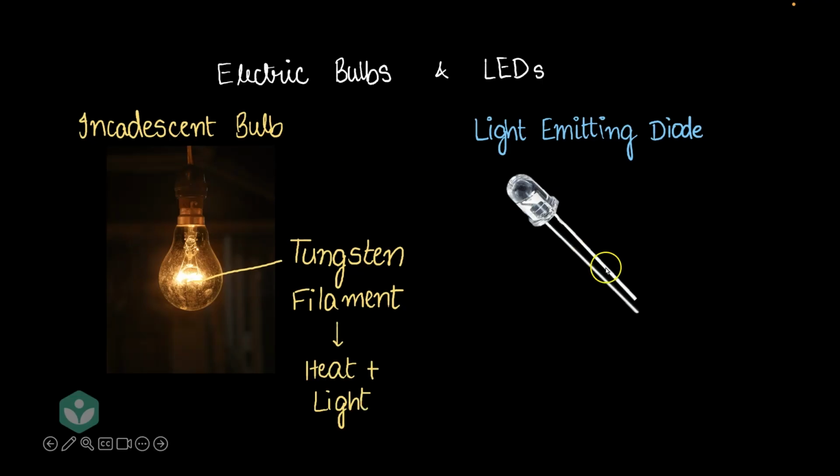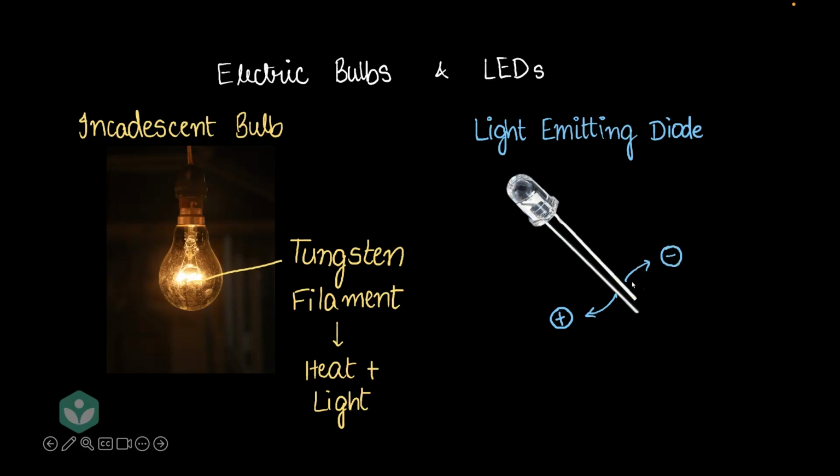Okay, now off to the LED. If you notice, there will be two wires that come out of an LED, and one of them will be slightly longer than the other. The longer wire stands for the positive terminal of the LED and the shorter wire for the negative end of the LED.